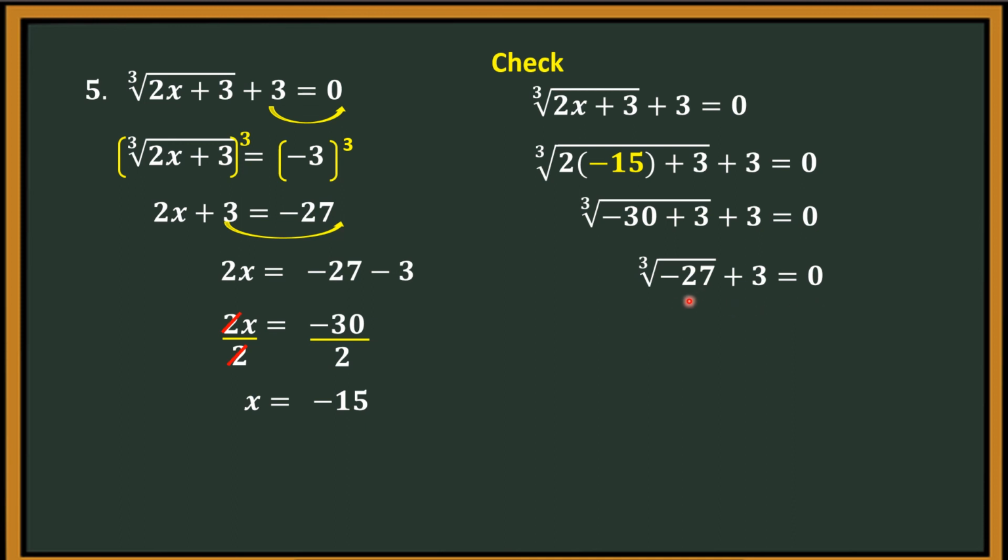Negative 27 is a perfect cube. So, we can simplify this further. And the answer for this is negative 3. You just copy plus 3 is equal to 0. Then, add negative 3 and 3, because they have different signs. So, you have to subtract. So, the answer is 0. Therefore, negative 15 is correct.